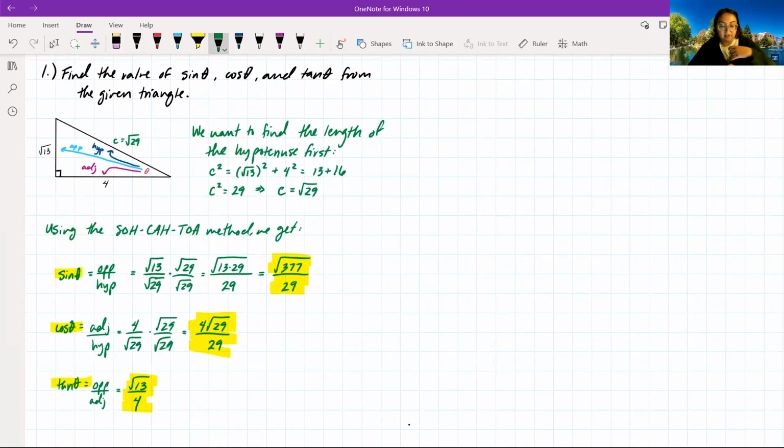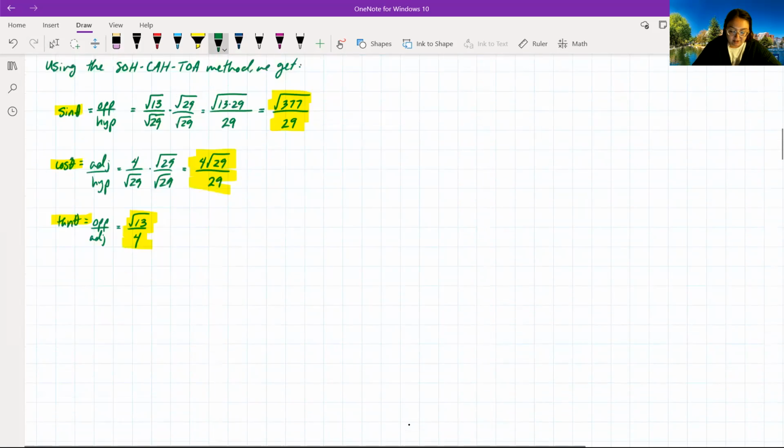So we were able to find the values of sine of theta, cosine of theta, and tangent of theta from our given triangle, even when missing a value, since we can use the Pythagorean theorem, since this is a right triangle. Remember, you can't use the Pythagorean theorem if it's not a right triangle, but if it is, then you can use it, and it is very helpful. So, all right, on to question 2.